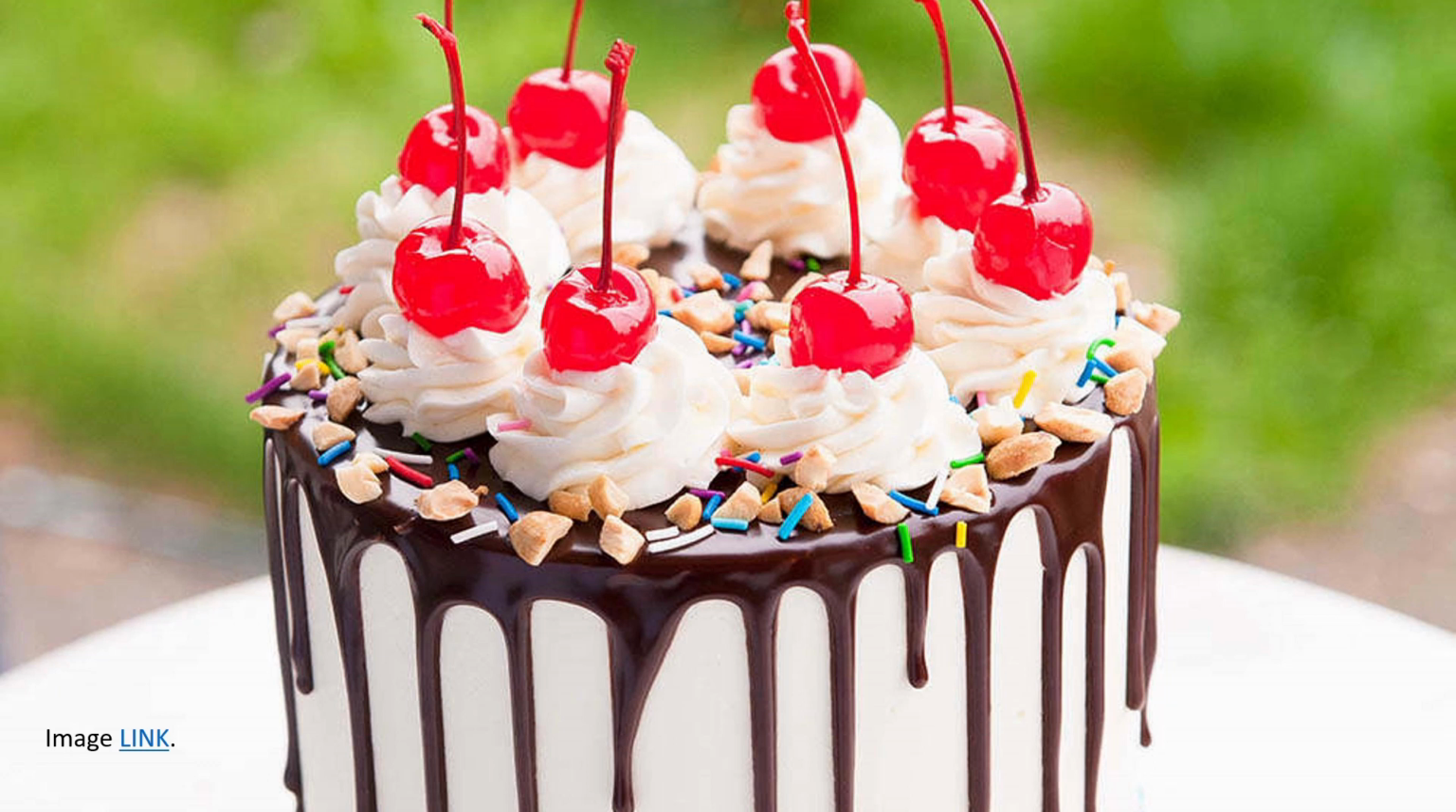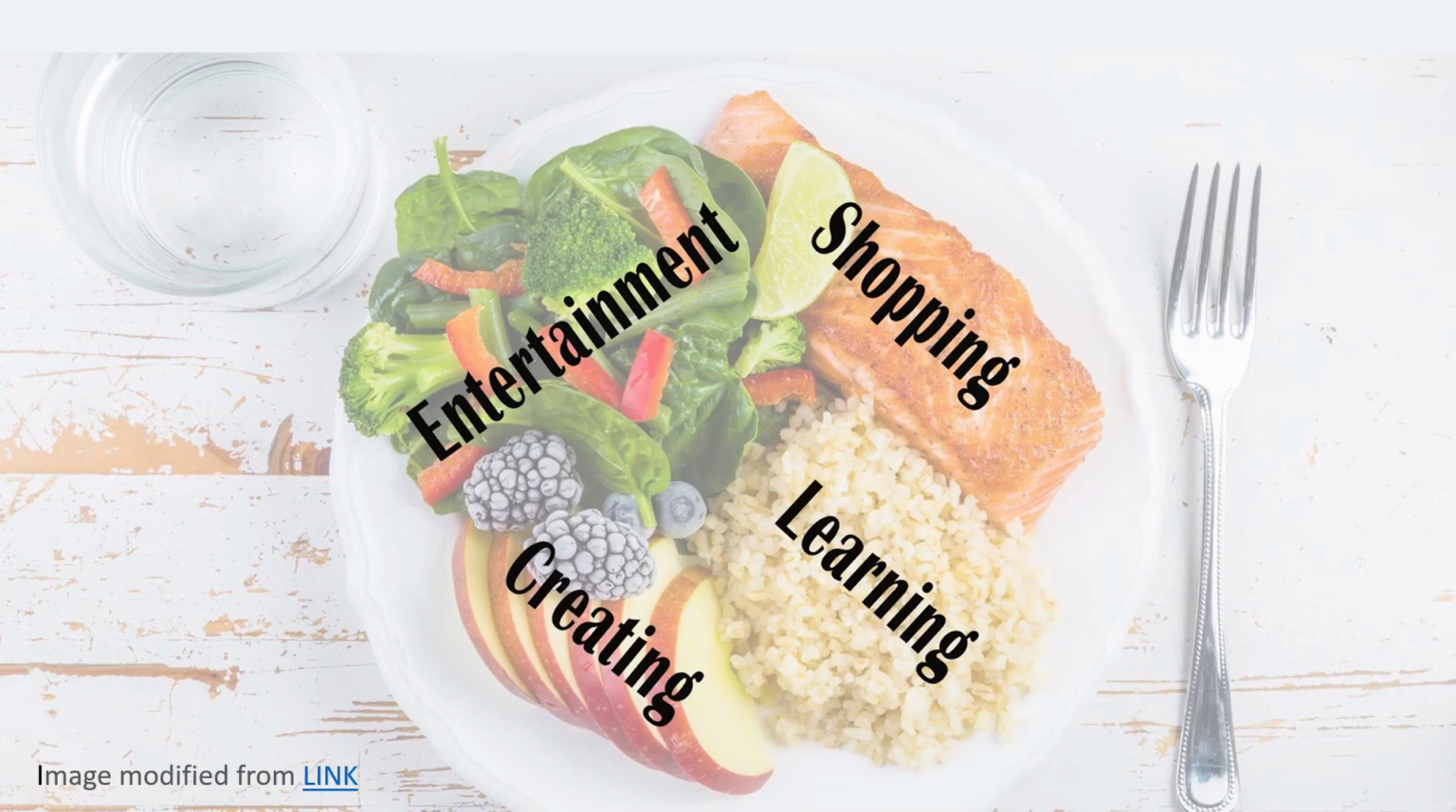When you think about a dinner plate, so let's look at this next slide, you have fruits and vegetables, you have carbohydrates, and then you have a protein of some kind. And this is what balance looks like on your dinner plate.